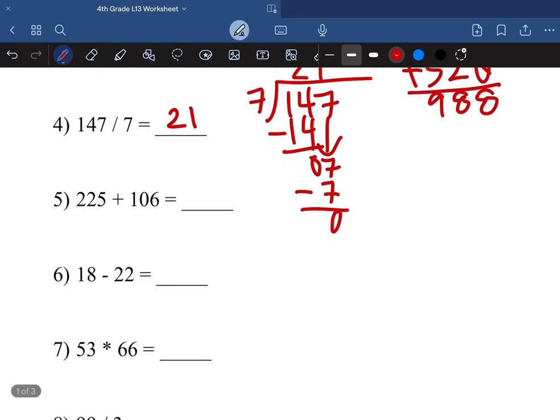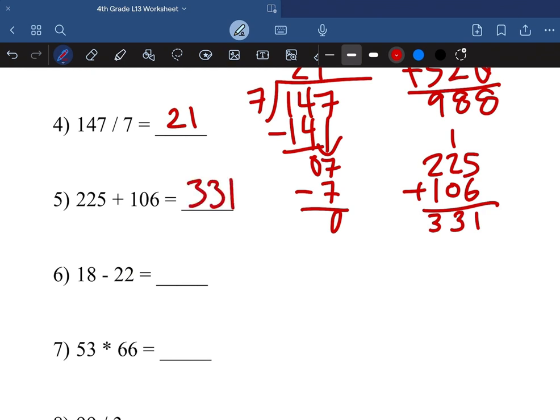Number 5, we have 225 plus 106. 5 plus 6 is 11. We carry the 1. 2 plus 0 plus 1 is 3. 2 plus 1 is 3. So the answer for number 5 is 331. Number 6, 18 minus 22.